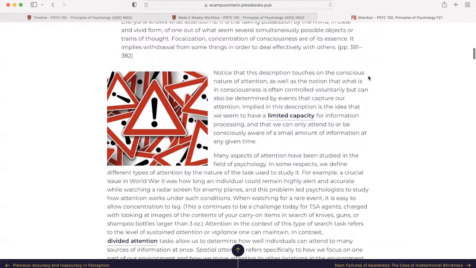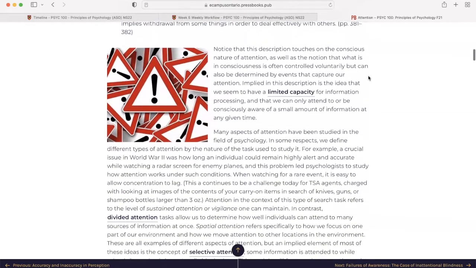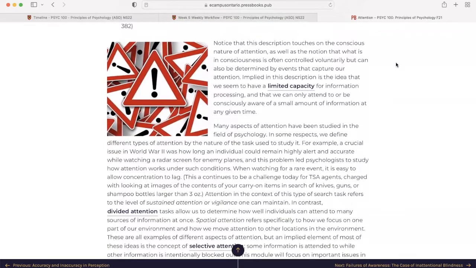Notice that this description touches on the conscious nature of attention, as well as the notion that what is in consciousness is often controlled voluntarily, but can also be determined by events that capture our attention. Implied in this description is the idea that we seem to have a limited capacity for information processing, and that we can only attend to or be consciously aware of small amounts of information at any given time.